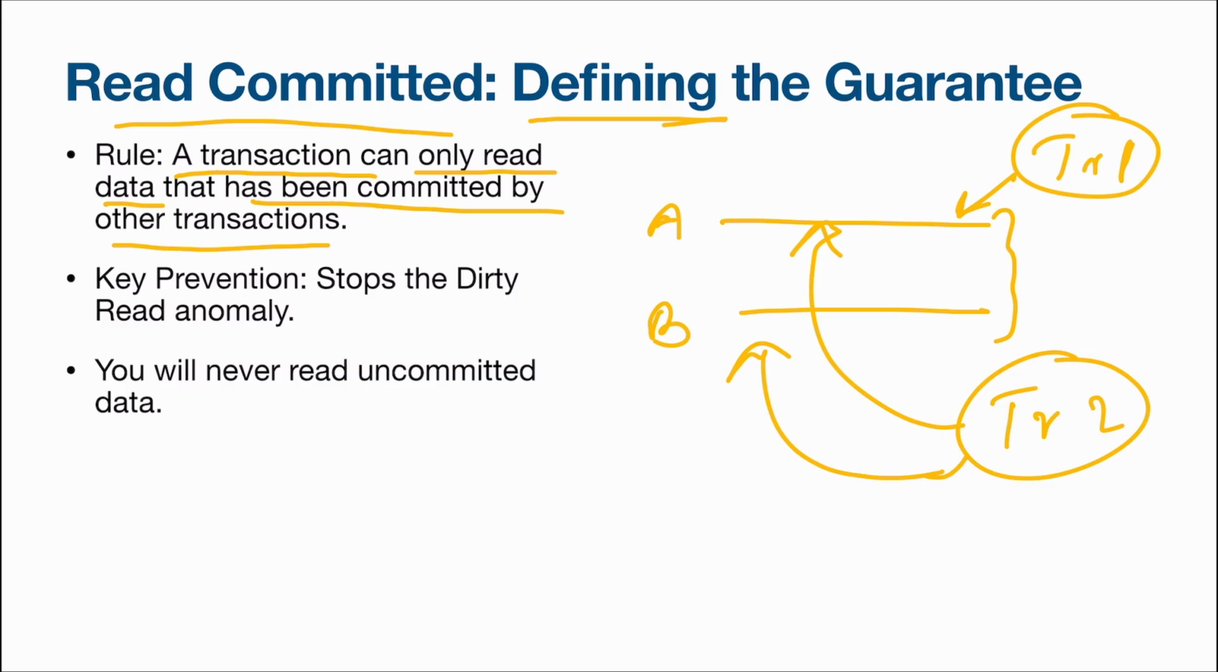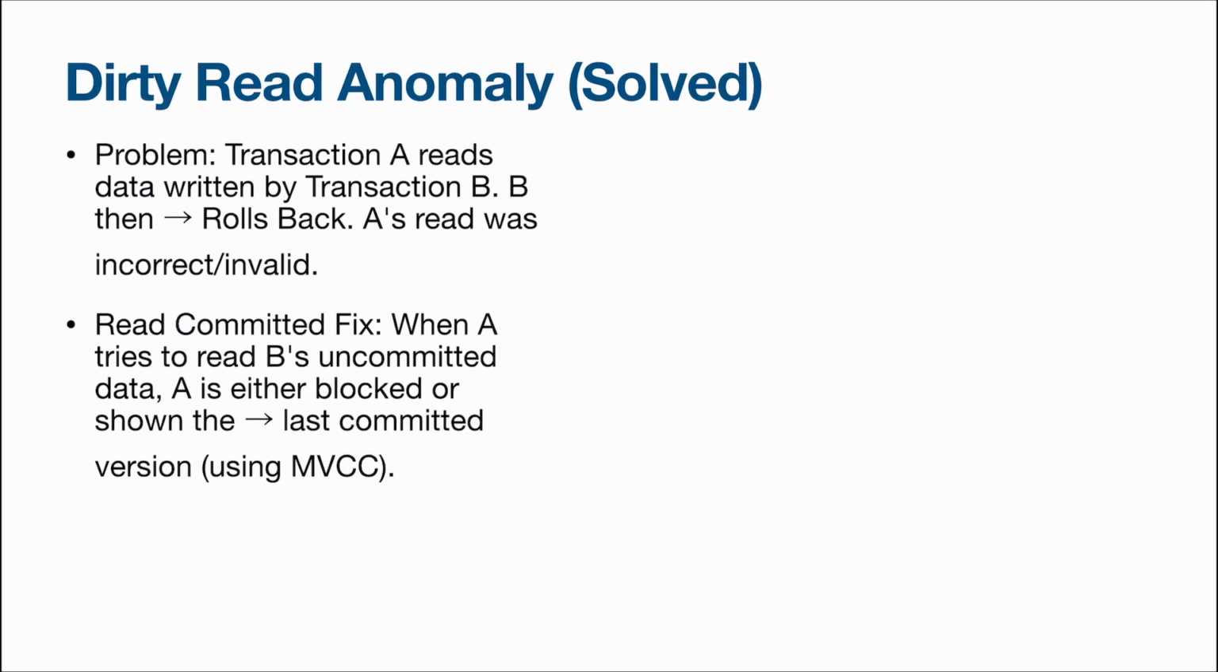So why do we do it? It stops the dirty read anomaly, and you will never read uncommitted data. What is the problem? Let's say transaction A reads data written by transaction B, and B then rolls back. Then A's read was incorrect or invalid. So it is pretty clear to understand.